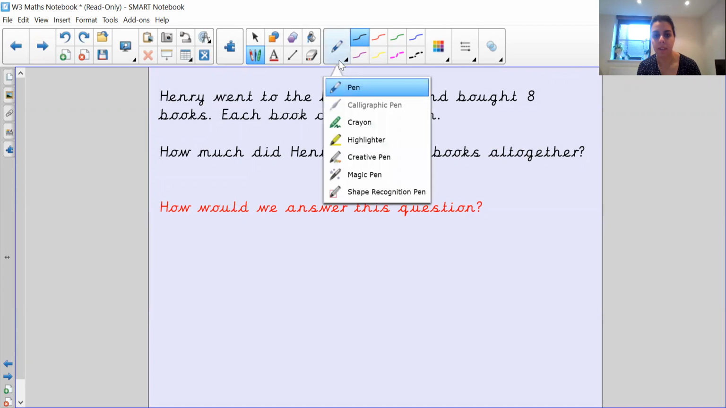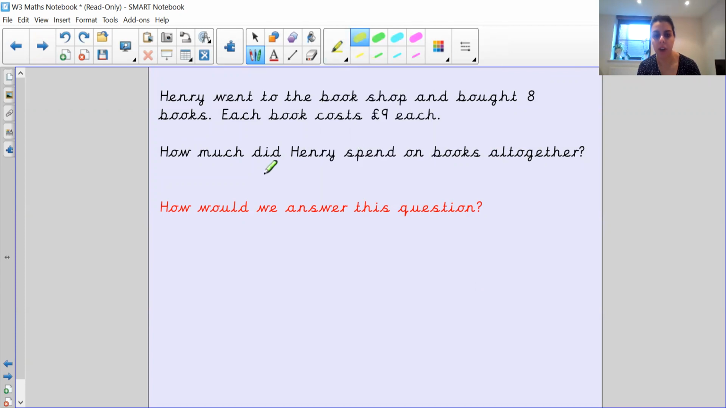Now, first thing I'm going to do, if you've got a different coloured pen, if you're using scrap paper, or you can just have a look at this. I'm going to highlight the important parts of the question. Henry went to the bookshop. Now, none of that's important. Doesn't matter who it is, doesn't matter which shop he goes to, but he's gone to the bookshop and he bought 8 books. Now, the number 8 is an important part of my question.